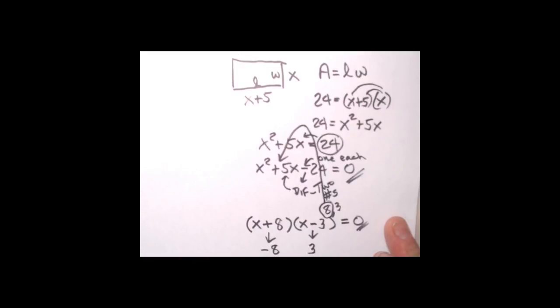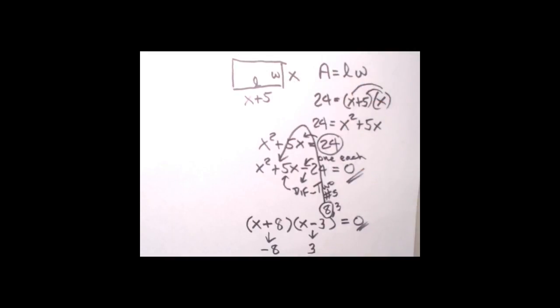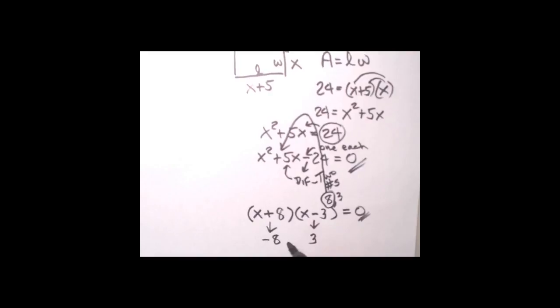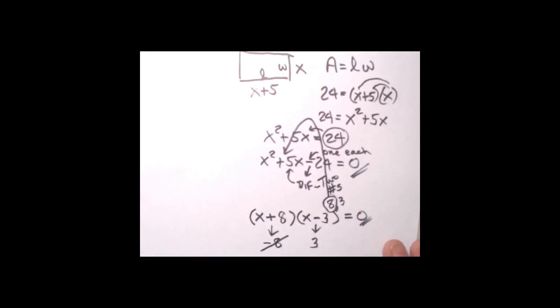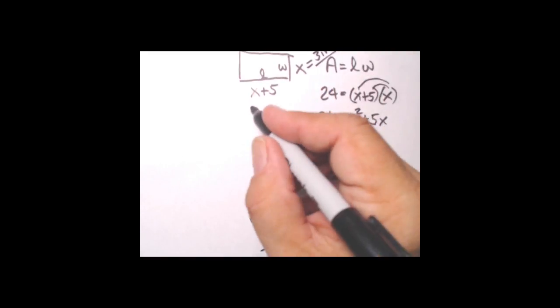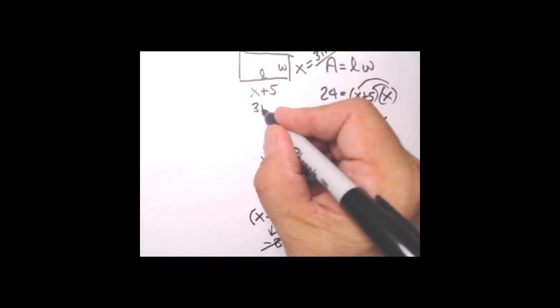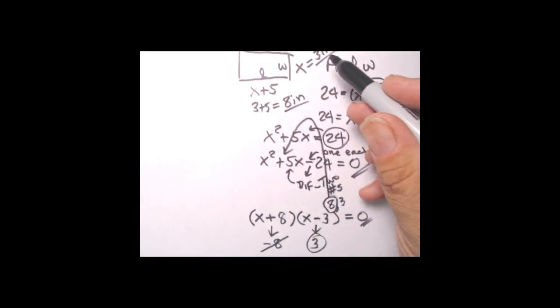you definitely toss out. Remember, our x is what the width is. Can you have a width of -8 inches? I don't think so. So in geometric problems, we often toss out the minus value and work with the positive one, the 3 right here. Okay, so if x is 3, that means the width is going to be 3 inches. And down here, the length is going to be the 3 plus 5 equals 8 inches. Okay, 3 inches by 8 inches.